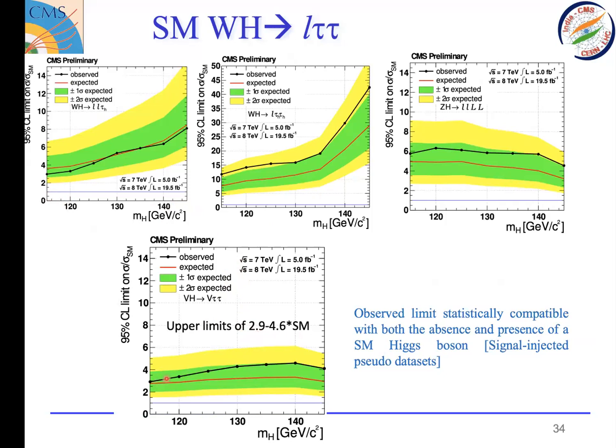If you look at the observed limit here and just compare it with the expected limit. What was done later on was to check, if you inject a 125 GeV standard model Higgs boson signal and then look at the consistency with the observed limit, it was found that the observed limit was statistically compatible with both the absence and the presence because of the limited statistics here. But this was another good result coming from the low mass region analysis.